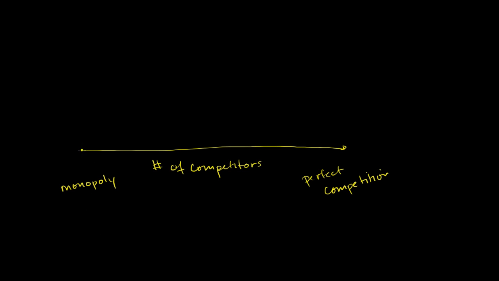Number of competitors. And obviously a monopoly is one competitor. Perfect competition, you've got a bunch. You've got a bunch of competitors. So I'll put one right over here and a bunch of competitors. If this was 0, then there wouldn't even be a market to speak of. No one is participating there.